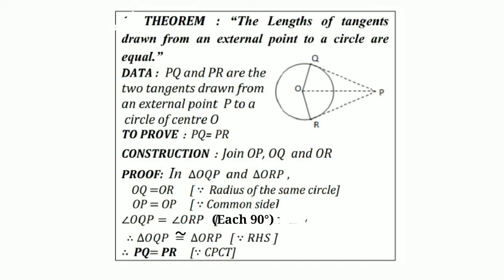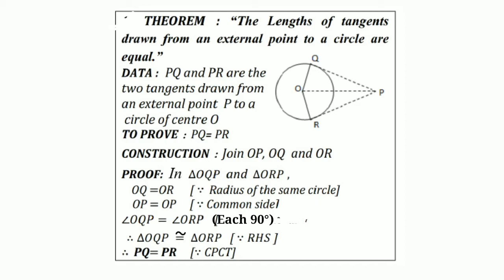For that, first we join OP, OQ and OR. By joining all these, here we will get two triangles, OQP and ORP. Just observe the diagram. In these two triangles, we get OQ equal to OR. Why? Because they are radii of the same circle. Next, OP equals OP, a common side of both triangles. And next, angle OQP is equal to angle ORP because both are 90 degrees.